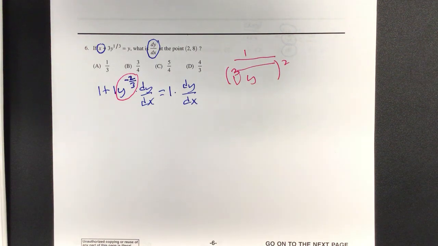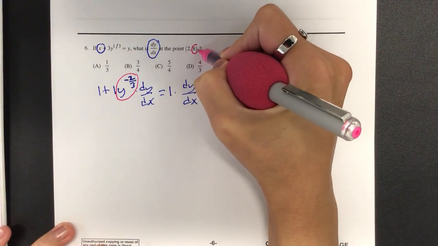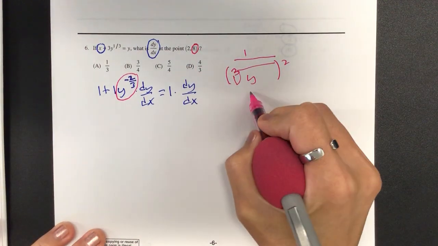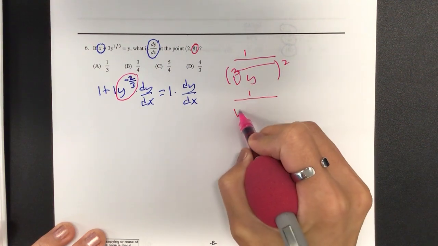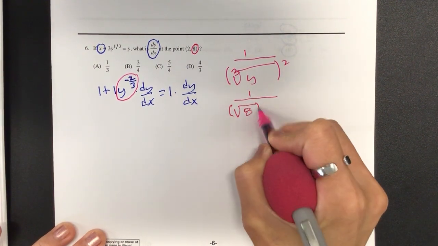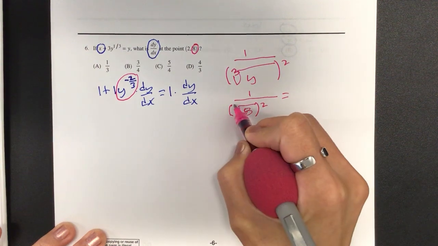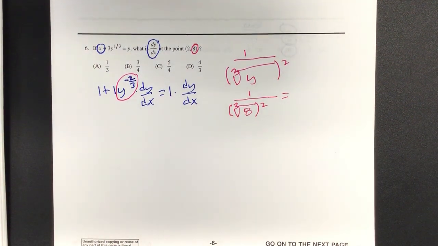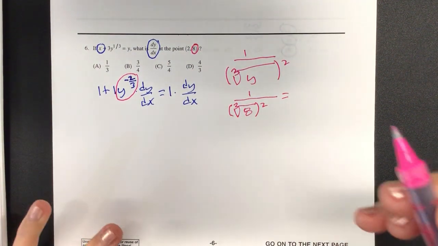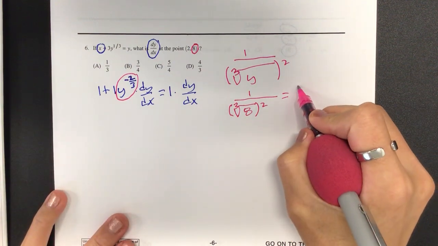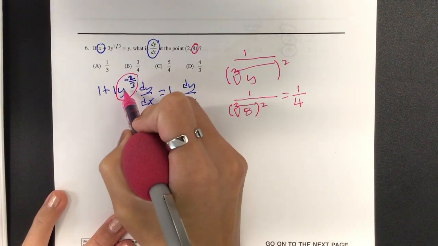So when I plug in the y value, don't I know the y value by the given? Yep, let's plug it in. 1 all over, cube root of 8, and then all squared. Ooh, cube. What is the cube root of 8? 2, right? And then when I square the 2, I get 4. That's going to be all for that.